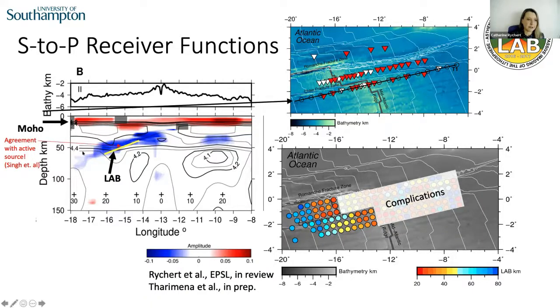The active source experiment was co-located with the southwestern part where we have this beautiful progression. So that's really nice. And it shows excellent agreement with the depth of our discontinuity and suggests that it's really sharp, occurring over less than 1 kilometer. So that's really exciting.